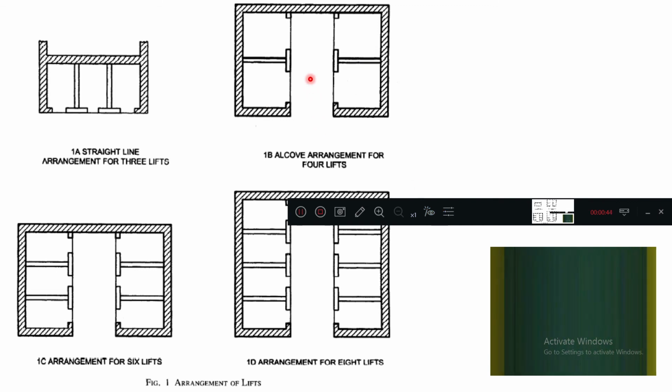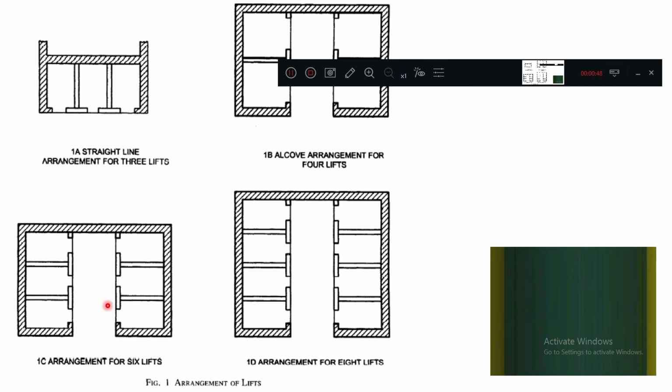So this is an open lobby for waiting of the public. If there are more than 4, 6 means 3 here, 3 here. Similarly for 8 lifts, 4 here, 4 here. Like that the arrangement has to be made.